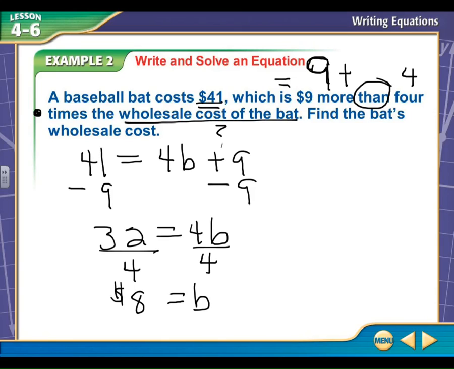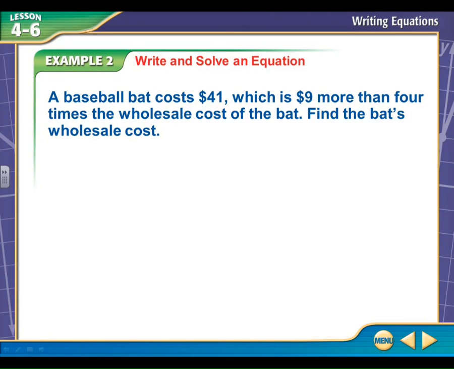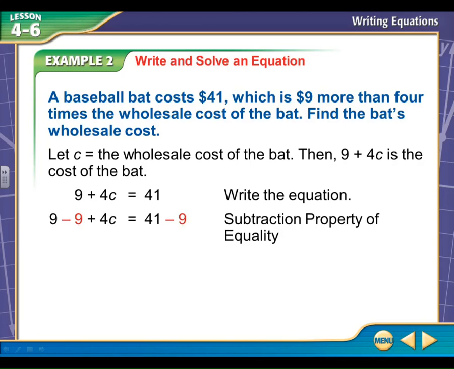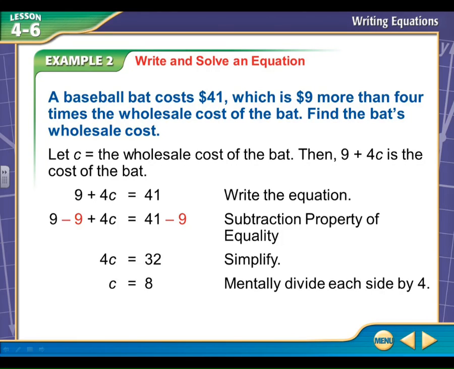Okay, I'll run through it one more time. Let C be the cost of the bat, then 9 plus 4C is the cost of the bat, and we know that the baseball bat costs $41, so we're going to subtract 9 from both sides, and then divide by 4, and we find out the wholesale cost of the bat is $8.